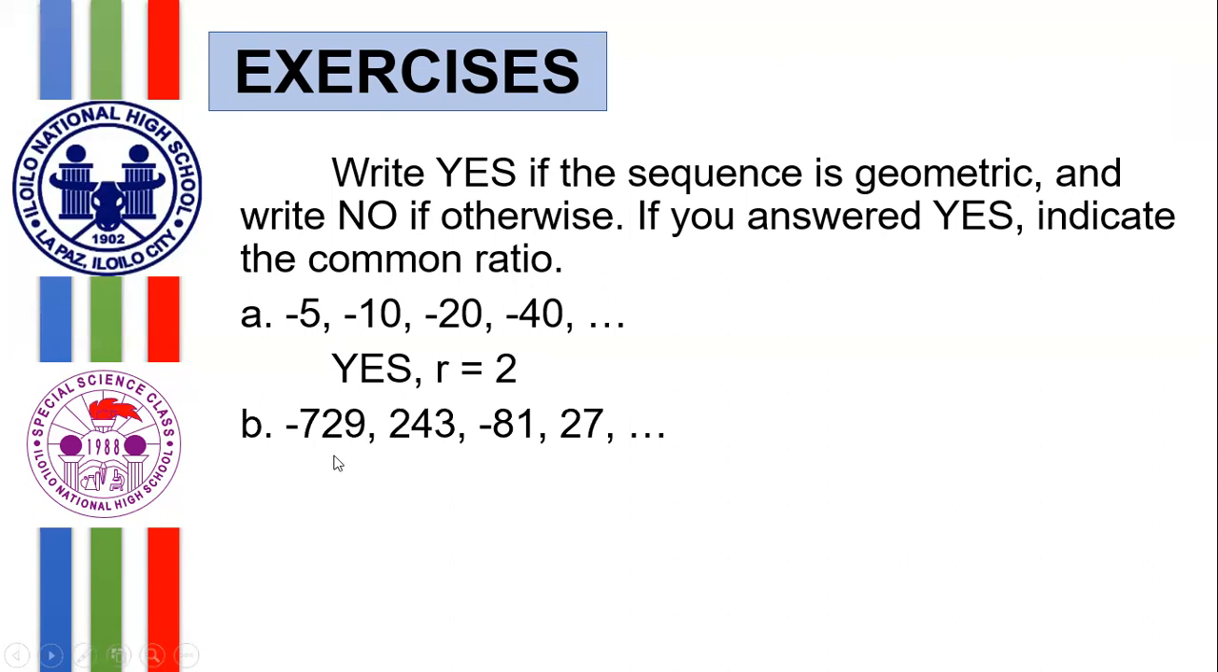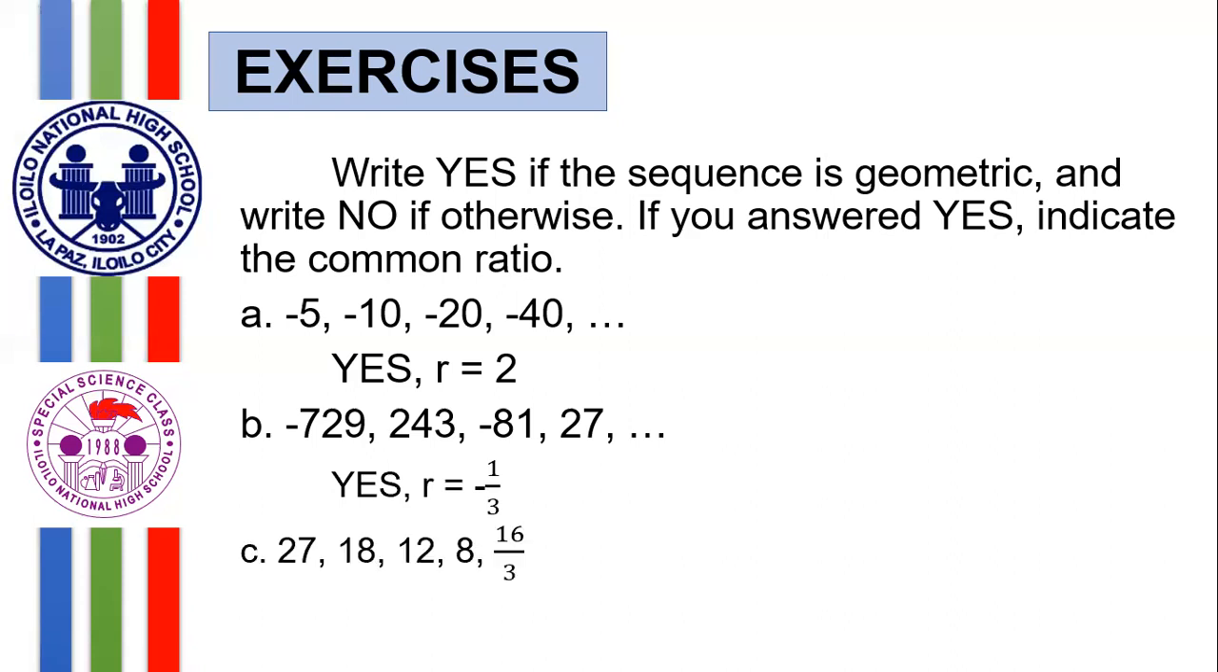243 divided by negative 729 is negative 1/3. Negative 81 divided by 243 is also negative 1/3. 27 divided by negative 81 is still negative 1/3. So yes, this is geometric with a common ratio of negative 1/3. I hope you got it. And if you did, great job.